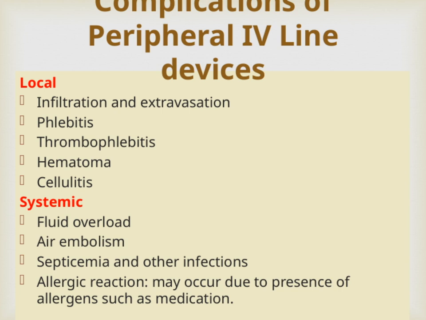Moving on to systemic complications, fluid overload is a concern, especially if too much fluid is administered too quickly, putting strain on the heart and lungs. Air embolism is a rare but serious complication that happens if air enters the bloodstream through the IV line, potentially causing a blockage. Septicemia and other infections are risks when bacteria enter the bloodstream, which can lead to severe systemic infections. Lastly, allergic reactions may occur due to the presence of allergens, such as medications administered through the IV.